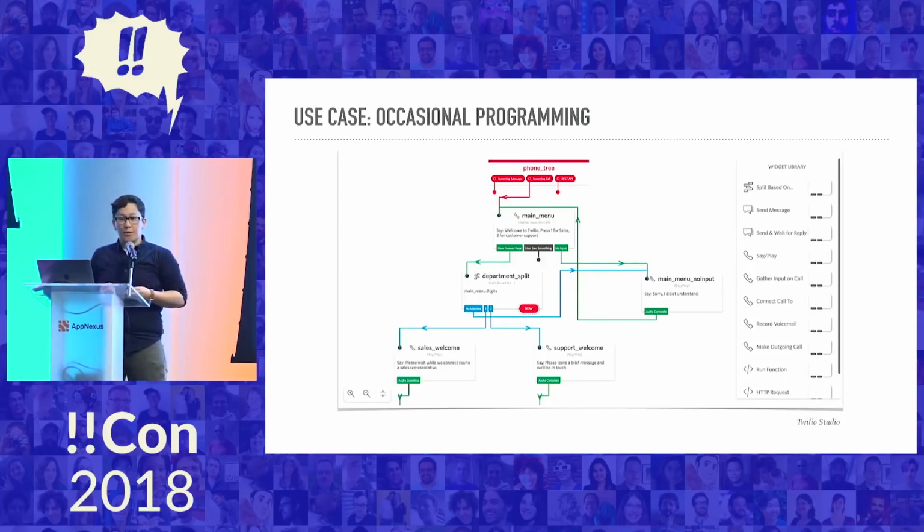So there are really successful cases for these languages, though. They could be great for occasional programming tasks. So this is a cool example from Twilio, Twilio Studio, and you could use this to build out your company's public-facing phone system. The person who wants to do this is very likely not a professional programmer, and they probably want to change it very infrequently. So there's actually this great benefit to having the flow of the whole system displayed really clearly and not having to learn a bunch of syntax.